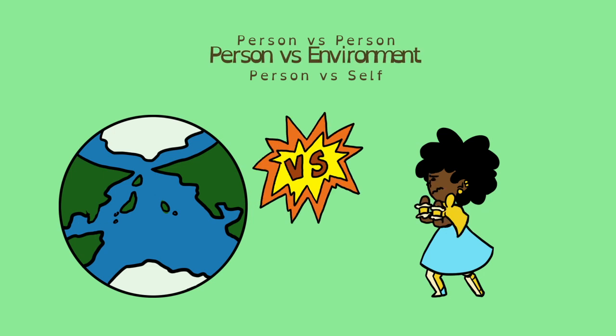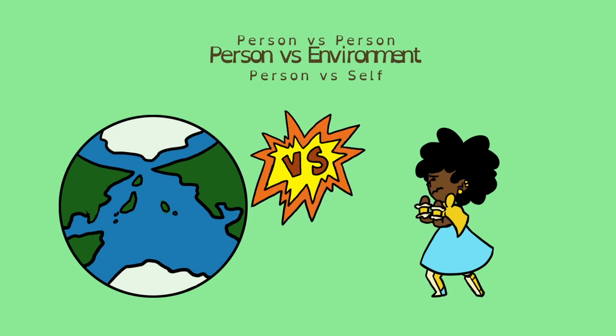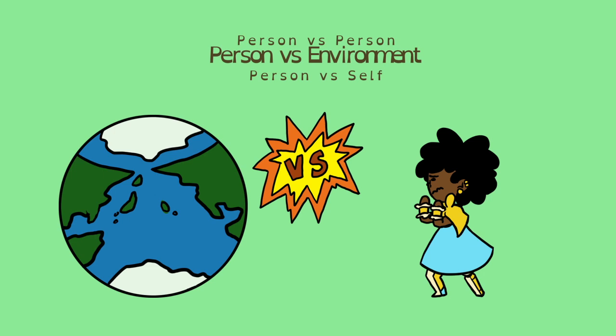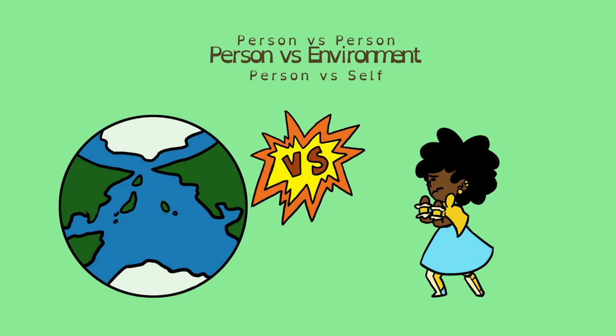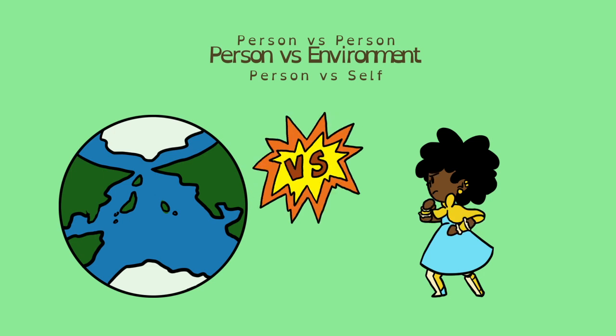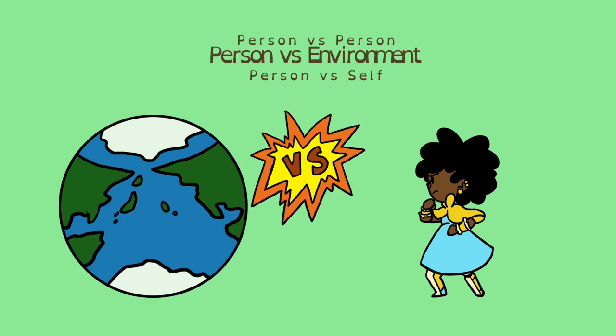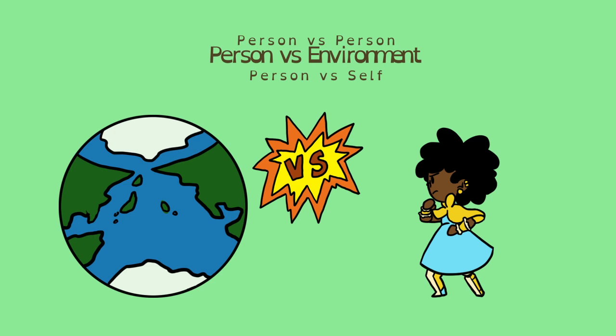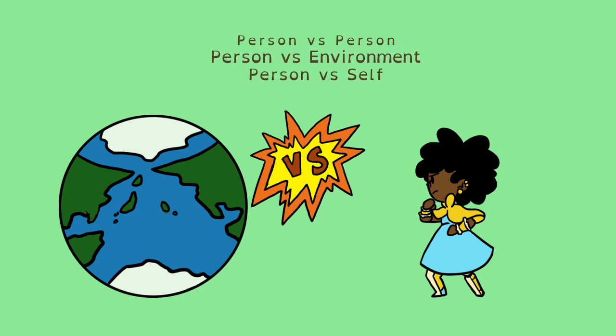Person versus environment, a story in which the protagonist is in conflict with the forces of nature and must adapt or triumph against whatever phenomenon is occurring. In the context of solarpunk, examples of this could be winds abruptly stopping in an area known for its turbines, natural disasters like floods or tornadoes, or the colonization of a new area.